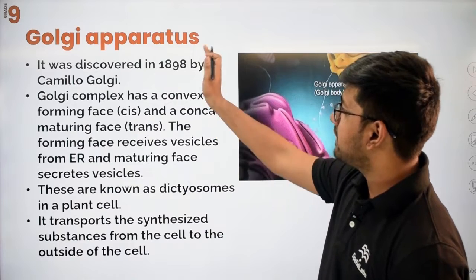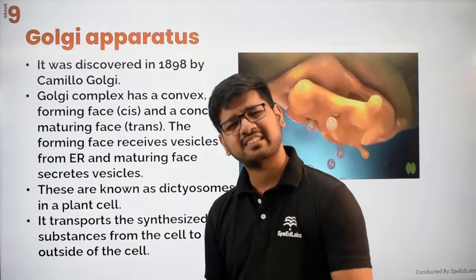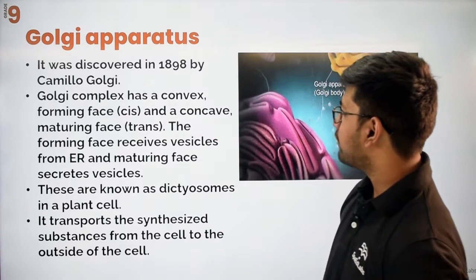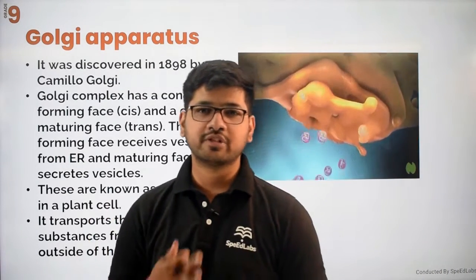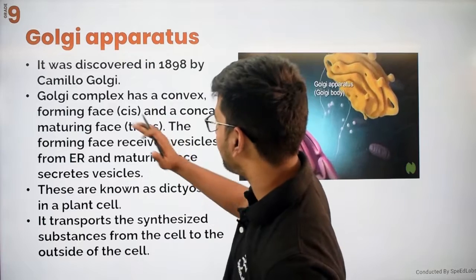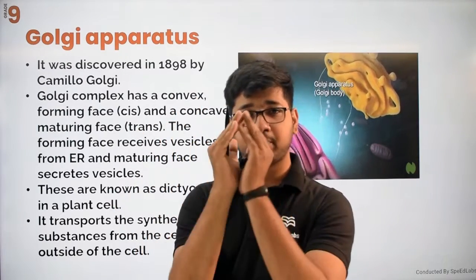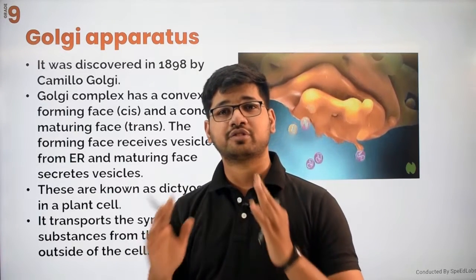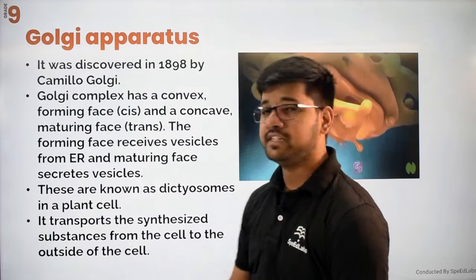So now there is the Golgi apparatus. It was discovered in 1898 by the scientist Camillo Golgi, hence it is known as Golgi's apparatus. Golgi complex has a convex forming face or cis face. You will encounter this cis and trans arrangement in later classes, but to know just now, it is the convex forming face and concave maturing face. That means the forming face has a convex shape, and in the later mature stage, it is concave. The forming face receives vesicles from the ER, or endoplasmic reticulum. The mature face secretes vesicles.